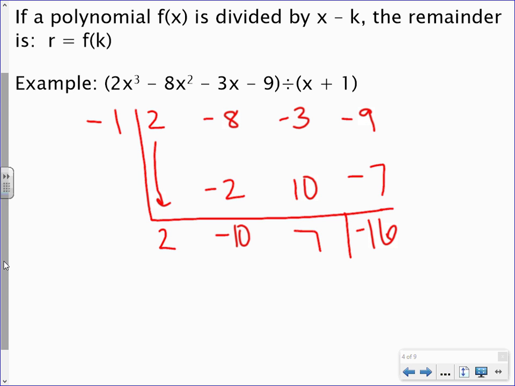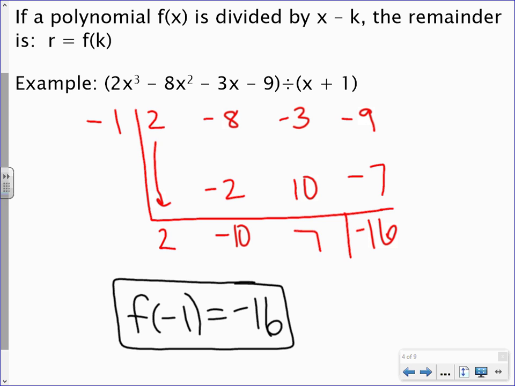This is what the remainder theorem tells us. If you plug negative 1 into your function, you will get negative 16. Whatever the remainder is gives you the function value at that number, at k. So since our factor is x minus k, k is what we're evaluating at. Our divisor was x plus 1. So negative 1 was that k value. When we did the division, we got a remainder of negative 16. When you plug negative 1 into your function, you get negative 16.